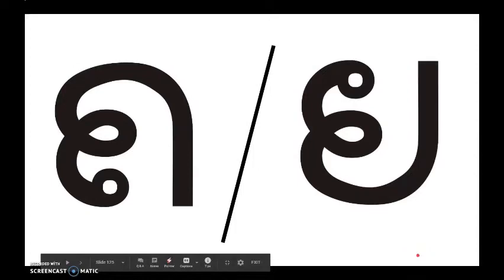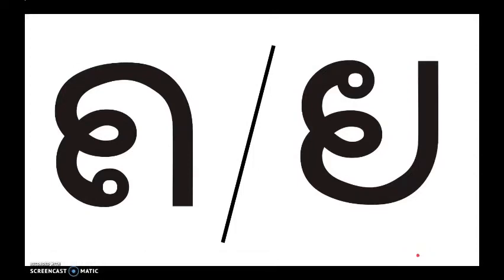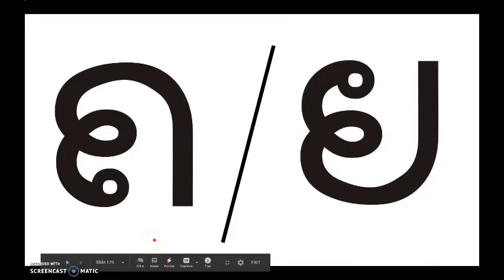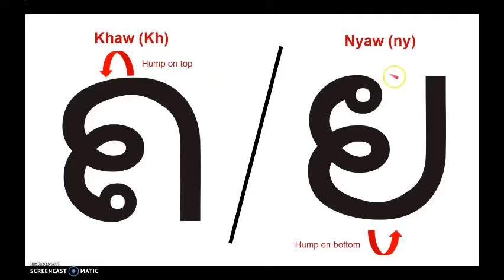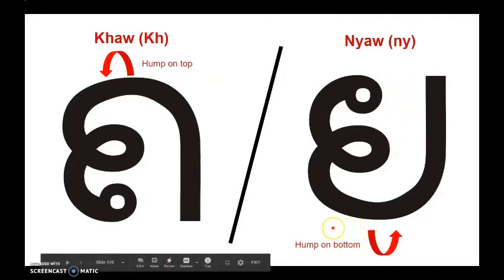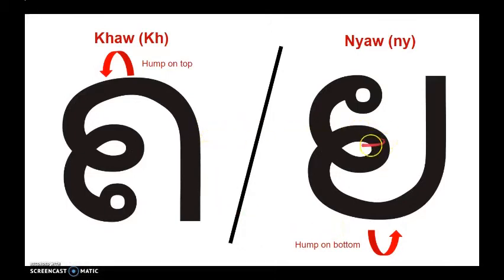How about these two? Do you remember the difference between these two? Do you remember what these letters are? Okay, we've got caw on the left. The nuance is that the hump is on the top. And we've got nyaw on the right, and the hump is on the bottom. Okay, caw and nyaw.